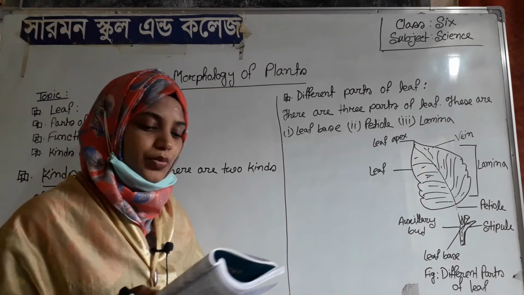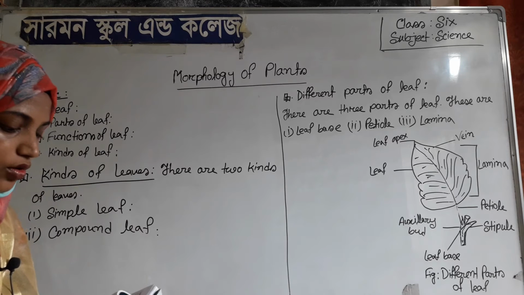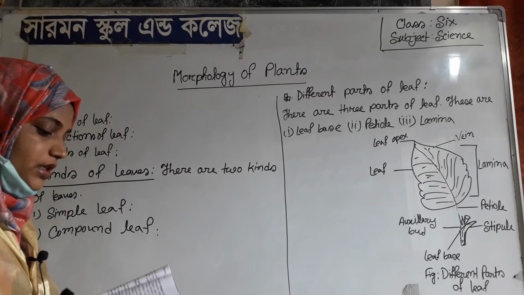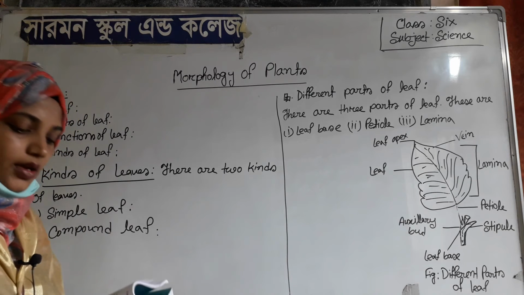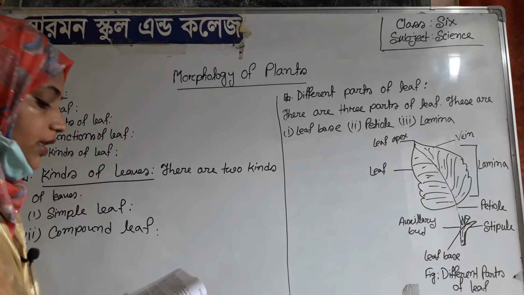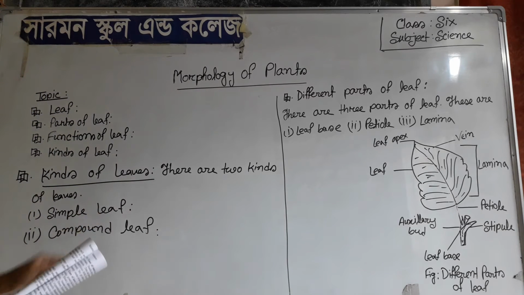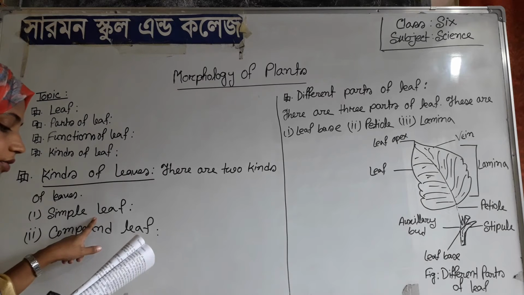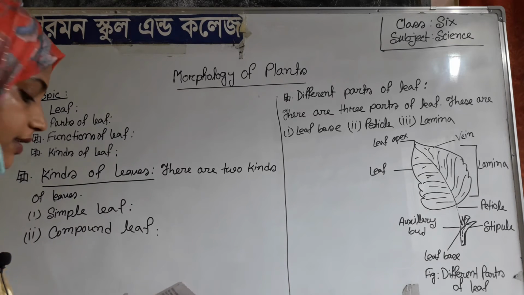Simple leaf. A simple leaf contains only one leaflet. Leaves of mango and jackfruit trees are simple leaves. The edge of a simple leaf is either totally unbroken or moderately incised.